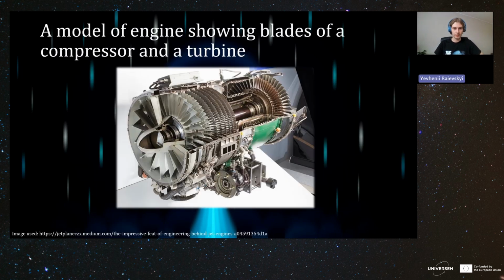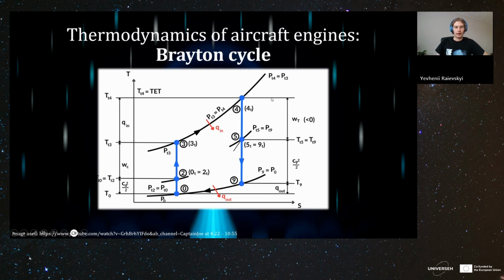So coming back, this is how this engine looks in cross-section. At the beginning, you have those blades of the compressor, and here you have the combustion chamber, and the last part, the blades of the turbine. And you can explain it in terms of thermodynamics. How does it work? In the case of aircraft, this is called the Brayton cycle.